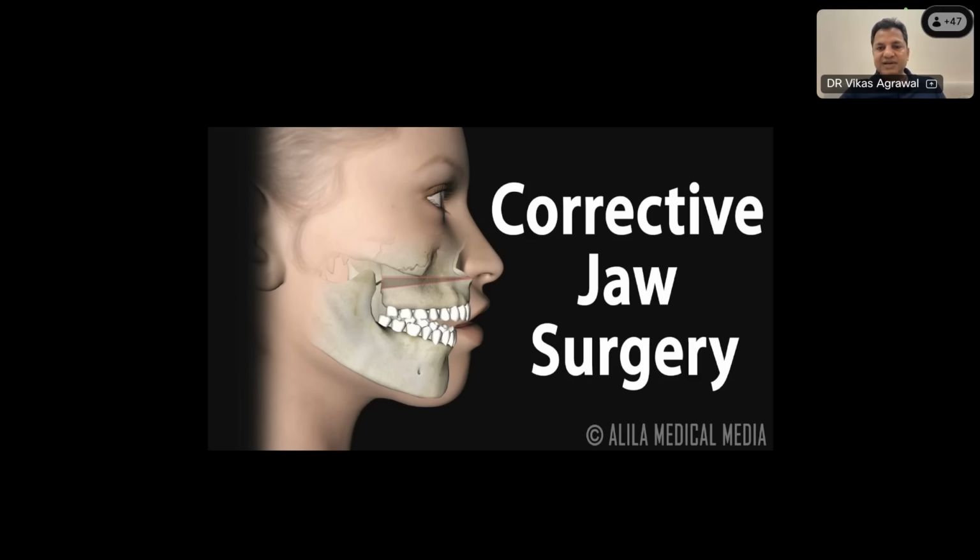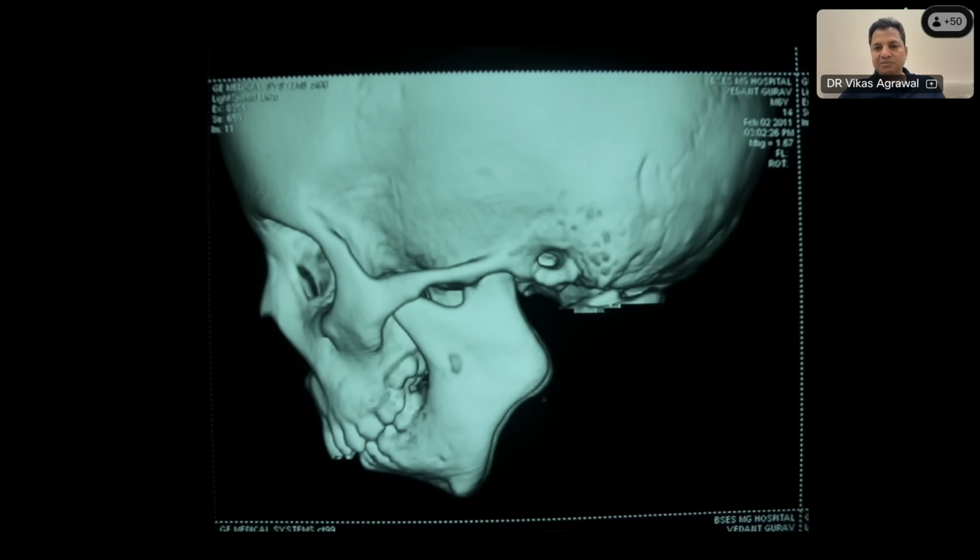And that's where comes the role of corrective jaw surgery. If you have a tongue which is normal size, but which is placed behind because of the jaw, then you cannot perform a tongue surgery. You have to bring the jaw forward. So what kind of jaw surgeries are performed?